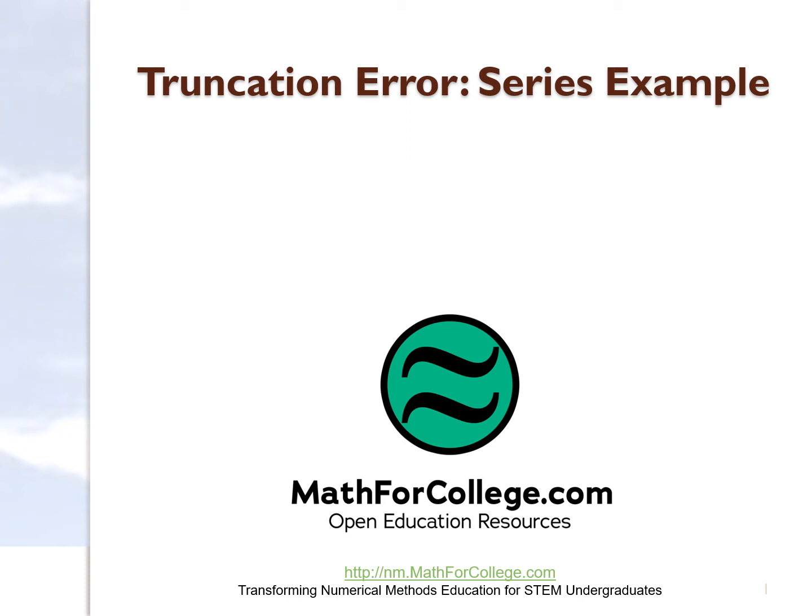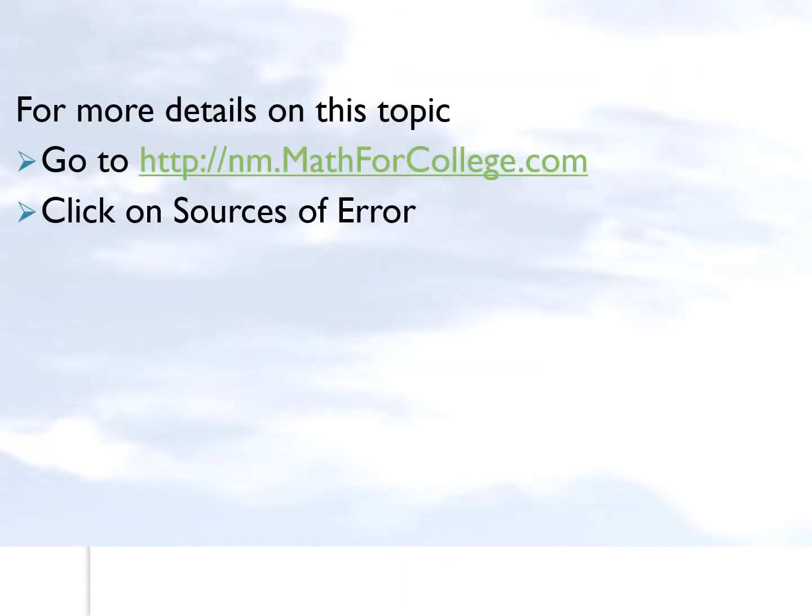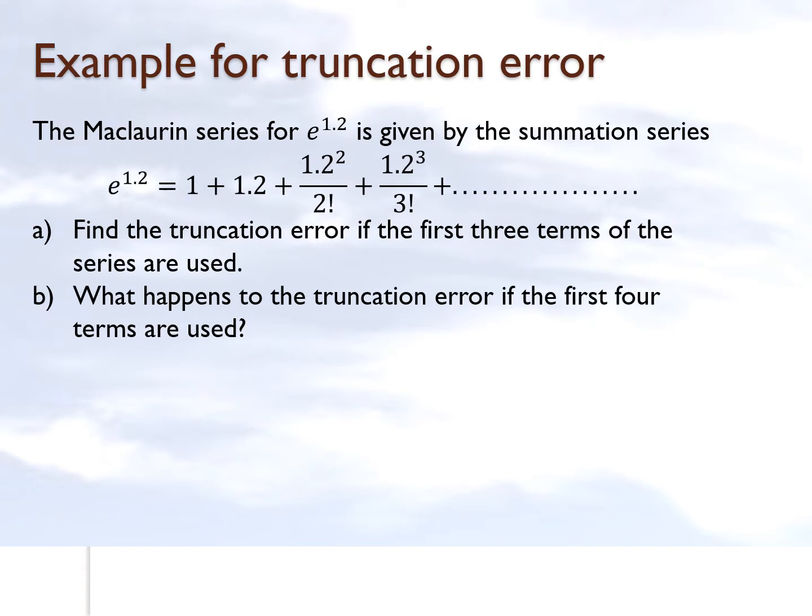In this segment, we'll talk about truncation error, and we'll go through an example. So the example which we have here is that we are calculating e to the power 1.2 by using the infinite Maclaurin series. The first part is asking you to use only the first three terms of the series, and the second part is asking you to use the first four terms of the series to calculate the truncation error.